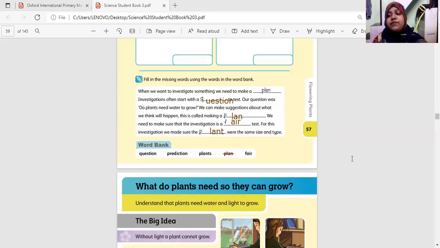Then the experiment will not be called a fair test. Why? Because we've taken two specimens that are different. An experiment will be called a fair test when you use the same sort of examples and conduct the experiment.